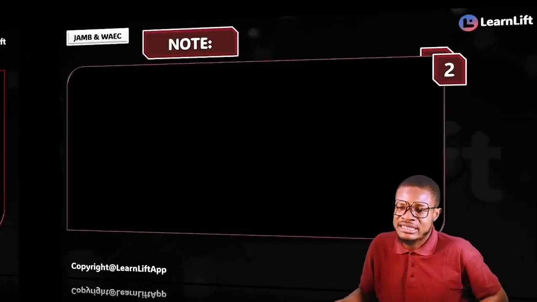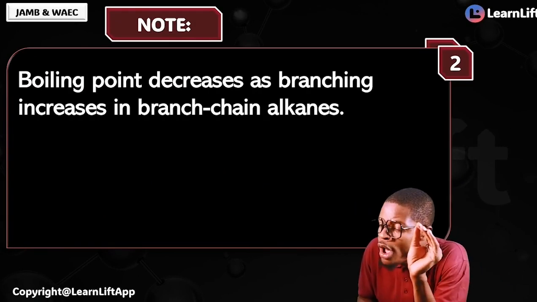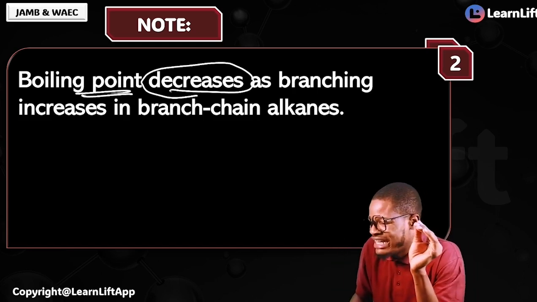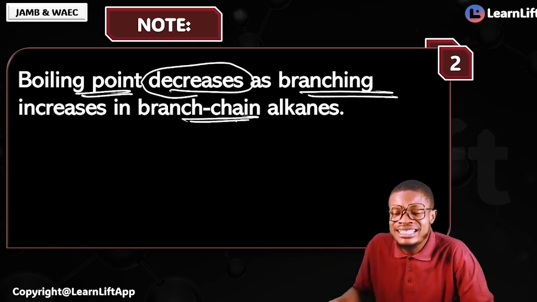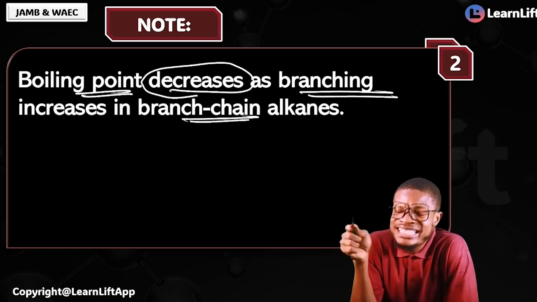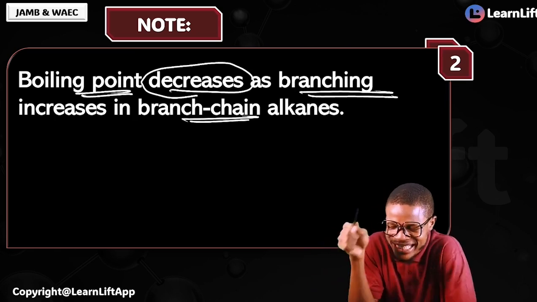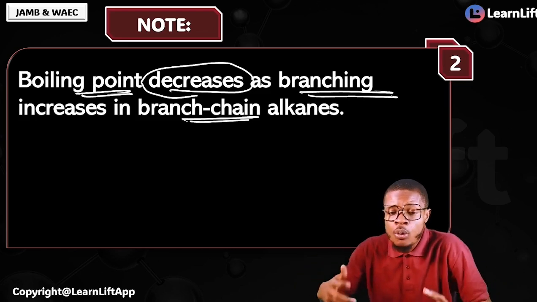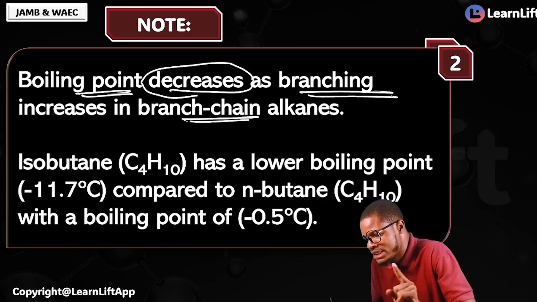The second thing you must hold tight now. Number 2, please note this very fast with me. Take note that boiling point decreases as the branching increases in your branched chain alkanes. This is for branched chains, not for straight chains. In branched chain alkanes, as the branching of the carbon begins to increase, what will happen to the boiling point? The boiling point will decrease.